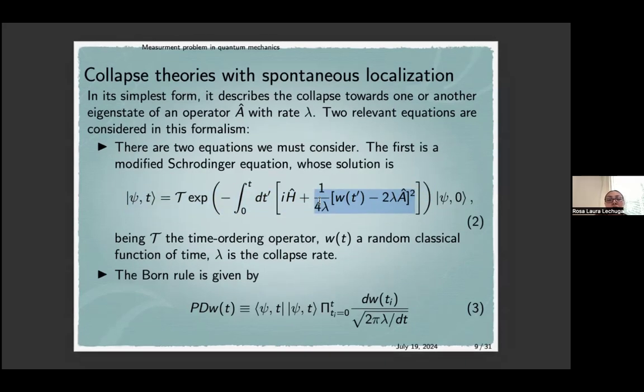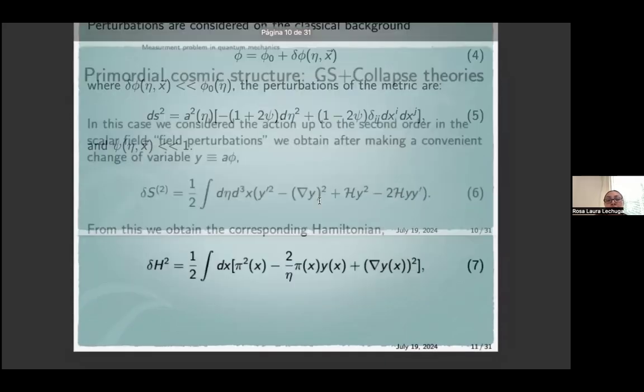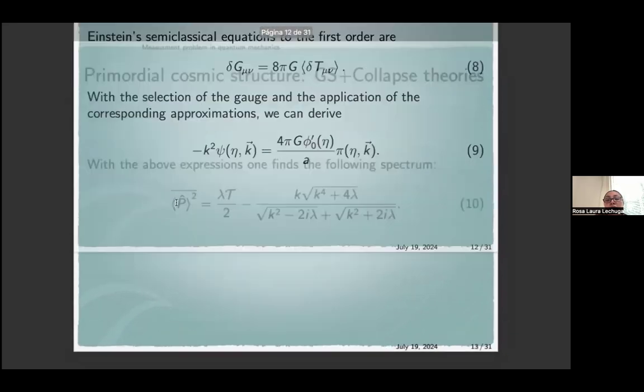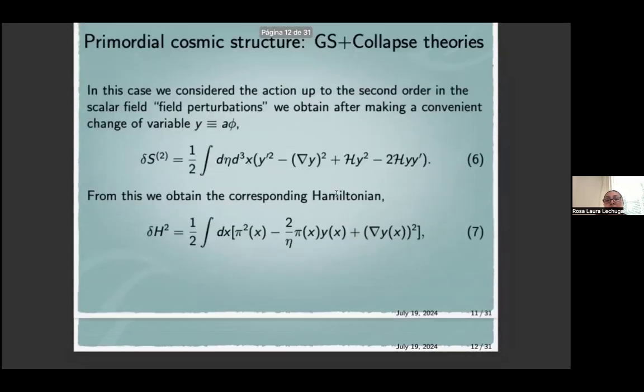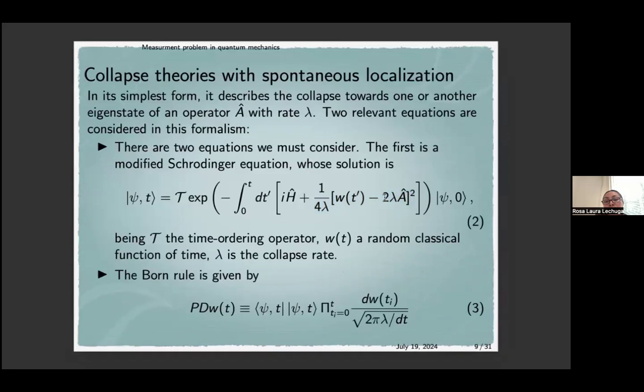So when we compute the 2-point functions in the Bunch-Davies state, now we have a mechanism to break that symmetry, because this mechanism tries to collapse to one eigenstate of the operator. And in that sense, we have an element to break the symmetry. I don't know if I answered your question. Let me know, please. Okay.